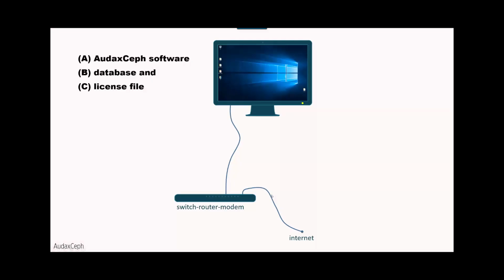You may use one computer at your work. Such a configuration is very simple, and during the installation process you only need to click next, next, next in the installation wizard. 3 components will be installed. So one is AudaxCeph software, and then you have here a database and a license file.